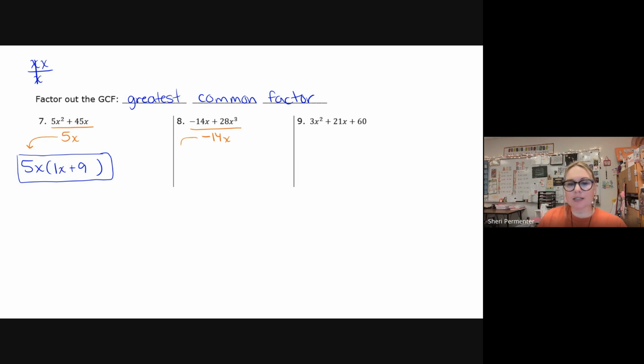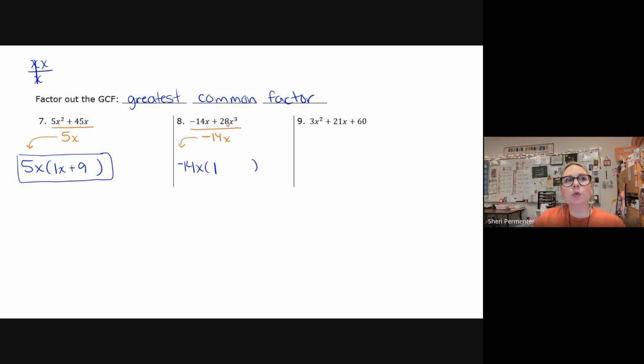I'm going to write, this is my GCF. I'm going to write it out in front. So I get negative 14x into the front. And then I'm going to write down in parentheses what I have left. Right here, I have negative 14x divided by negative 14x. So anything divided by itself is 1.